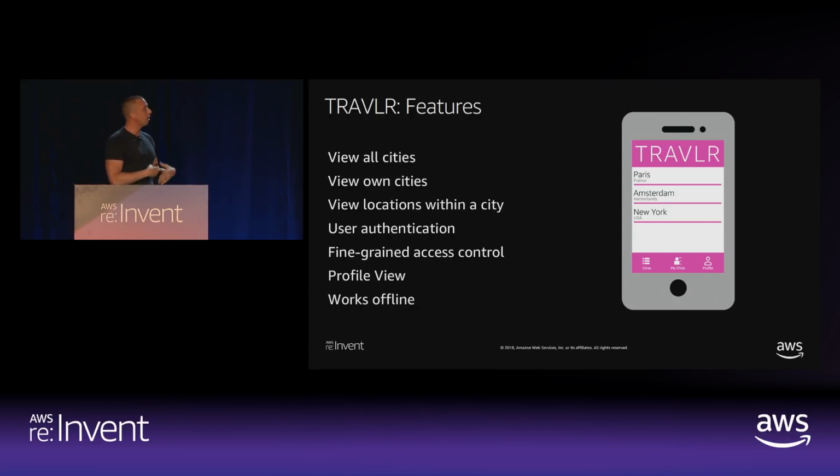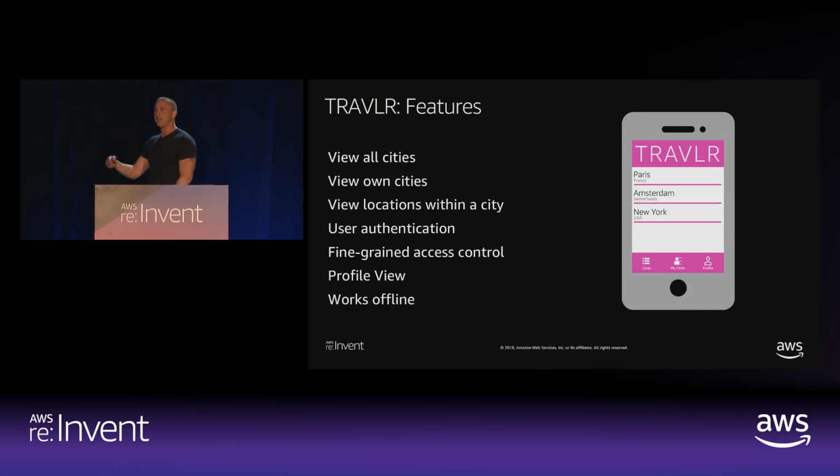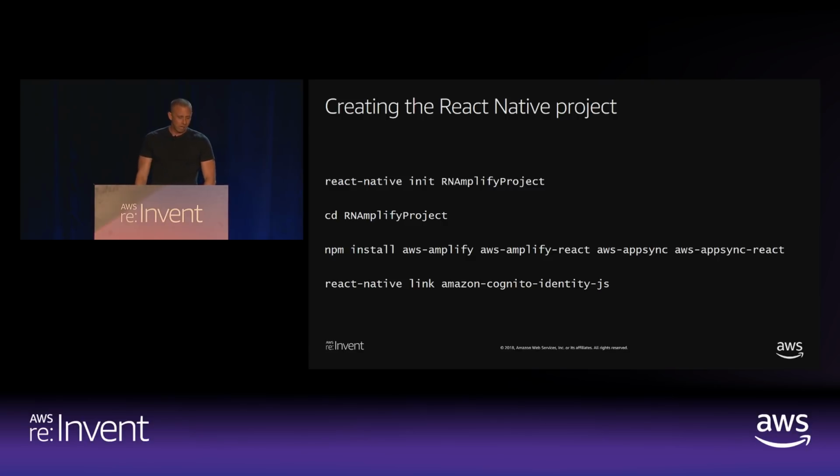We also want to view locations within the city. We also want to make sure that only authenticated users can even access the API to begin with. So we want to have authentication. Of course, I mentioned the fine-grained access control, which goes along with only viewing your own cities. We also want to have a profile view so we can view information about the user. We want to see our name, our address. We want to be able to update that stuff. And then we want it to work offline. So we want to accomplish this using React Native, AWS AppSync, and AWS Amplify. So how would you do that?